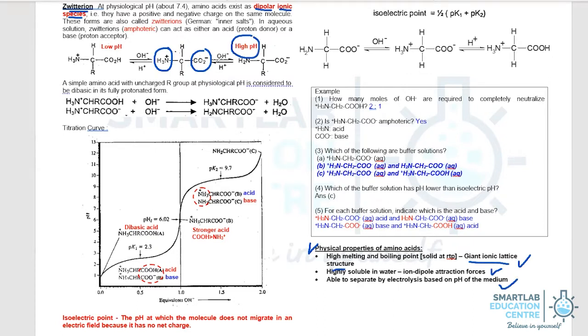When amino acids exist in a high pH medium, the NH3+, which is a proton donor, behaves as an acid and neutralizes with the OH- to become NH2. So at high pH, the amino acids will be negatively charged. Let's take a look at what happens at low pH. At low pH, the carboxylate ion will behave as a base to neutralize the H+. Therefore, it will form COOH.